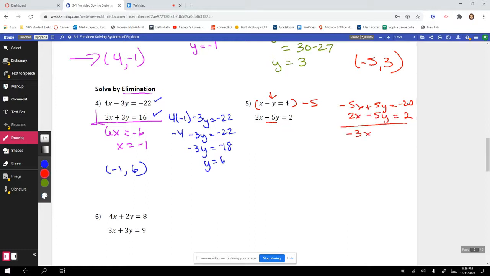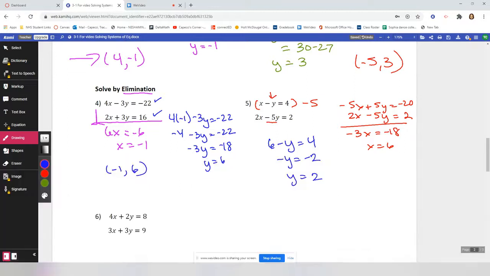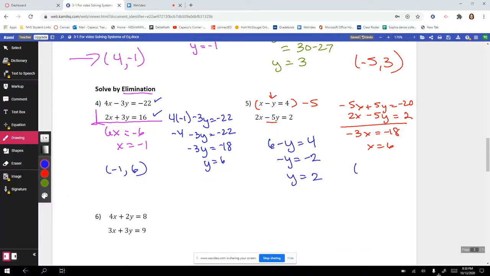That gives me negative 3x is equal to negative 18. So x is equal to positive 6. Okay, I have to substitute that back in. Either equation is fine. I'll do the first one. So I have 6 minus y is equal to 4. So negative y is equal to negative 2. So y is equal to positive 2. So my solution to my linear system is 6, 2.